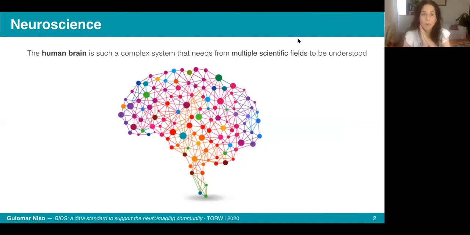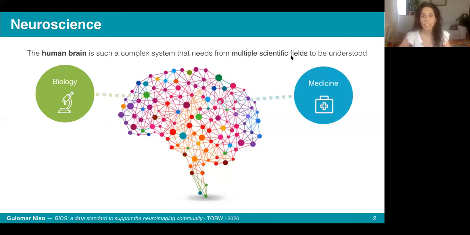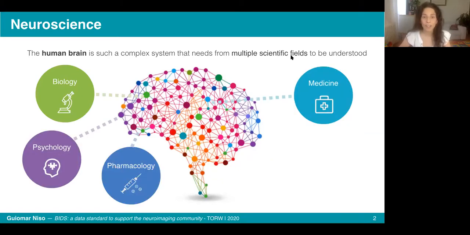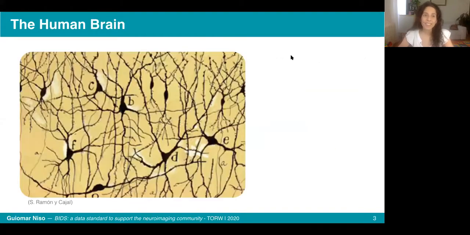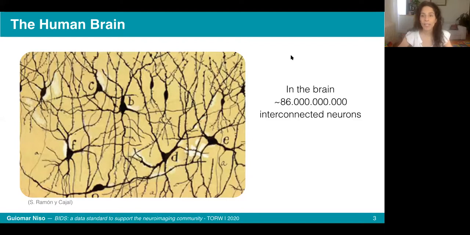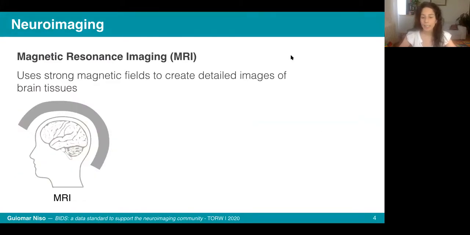The human brain is such a complex system that it needs multiple scientific tools, and multiple scientific fields and knowledge, to be understood, ranging from biology to medicine, to psychology, to pharmacology, to engineering. The human brain has millions of interconnected neurons, and each of them has thousands of connections with others. So all this huge amount of information going on in the brain needs really a lot of tools to try to understand what's going on.